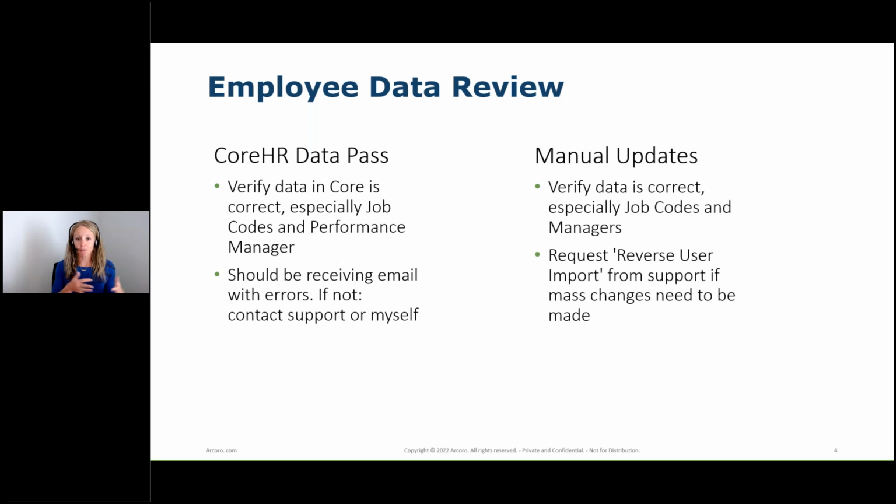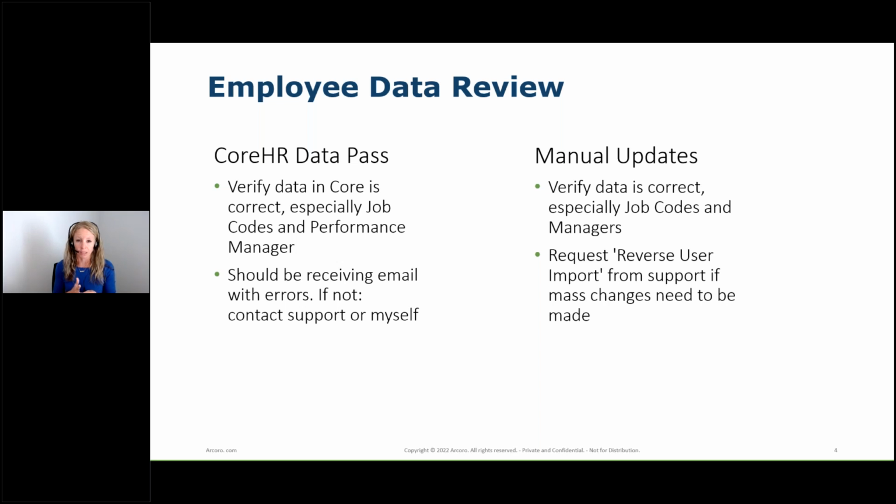If you have core and you're passing over your data, it's flowing over into performance, as long as you are updating that information in core, which is where you should be updating it. Then that should have continually always been passing. If that's not the case, then you want to make sure to go get everybody's information updated in core. The points I have here are, first of all, verify the data in core, especially job codes and performance manager.